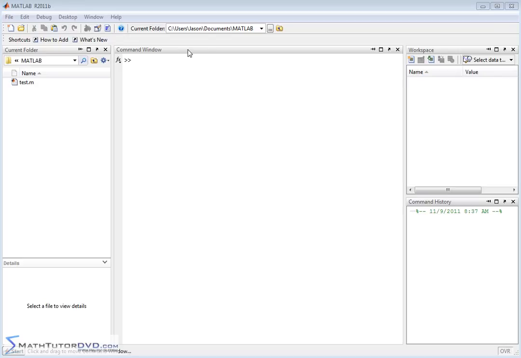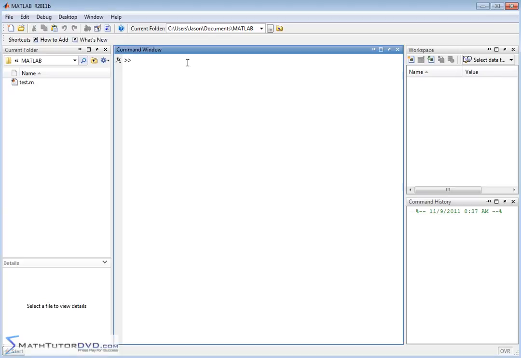Hello and welcome to this section of the MATLAB tutor. Here we're going to learn about the matrix transpose and also how to extract certain parts of matrices that can be useful when you're studying linear algebra or when you're using linear algebra or matrix algebra for some problem.